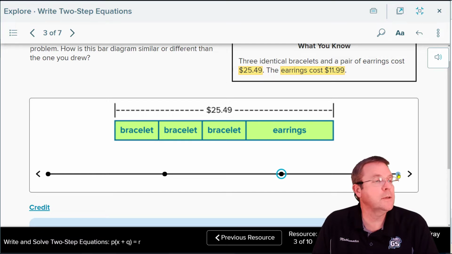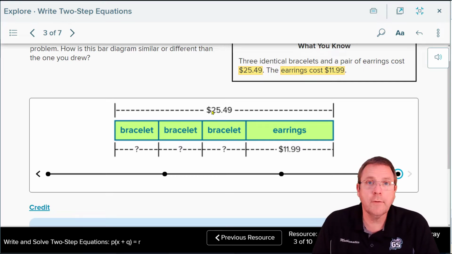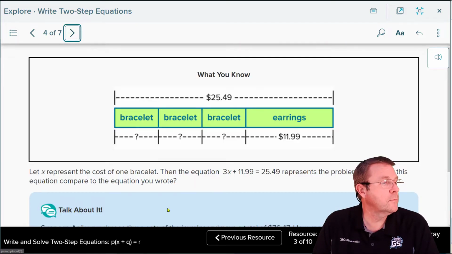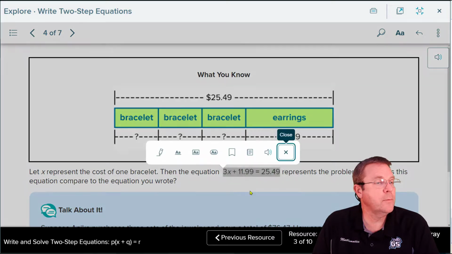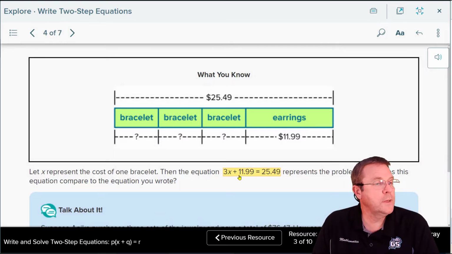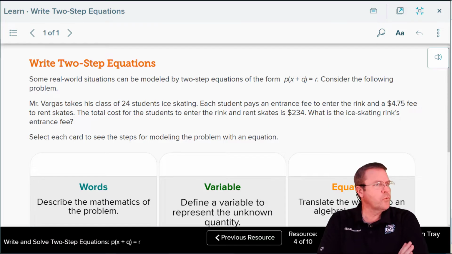So from there we can put the $11.99 in for the earrings, and they skipped ahead and did that. Now you've got your $11.99 for the earrings, you've got your $25.49 for everything, so 3 times the bracelets plus $11.99 equals your $25.49. If you move forward in the presentation, you can see that's exactly what they ended up writing right there. That's 3 times the bracelets plus the $11.99 equals the $25.49. Some real-world situations can be modeled by two-step equations in the format that we're working with today.